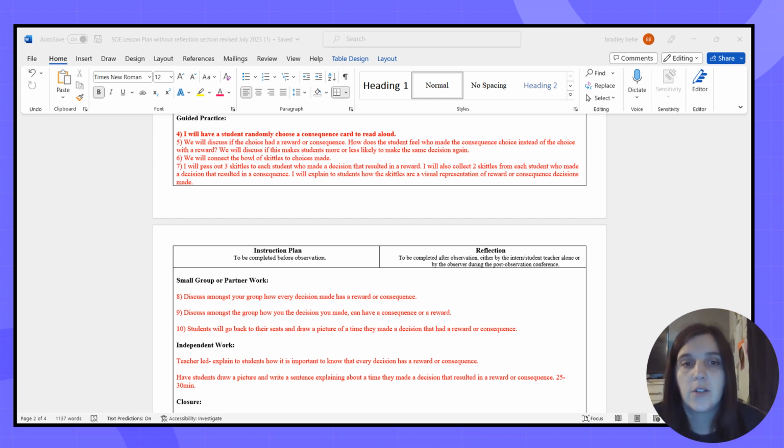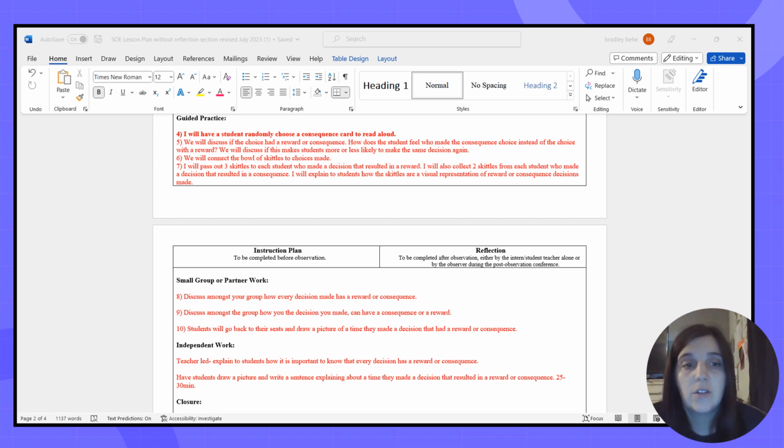I will explain to students how the Skittles are a visual representation of reward or consequence decisions made. So in my small group or partner group, I will have them discuss amongst their group how every decision made has a reward or consequence. Discuss amongst the group how the decision they made can have a consequence or a reward.